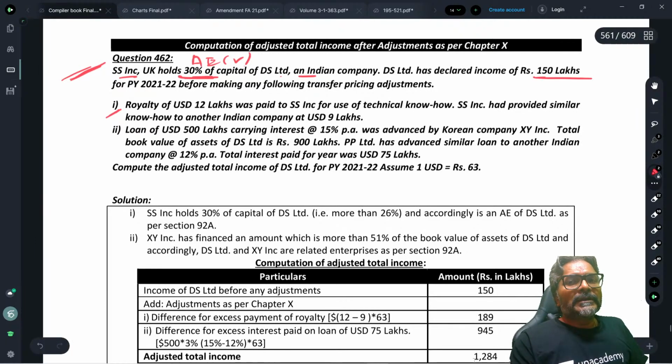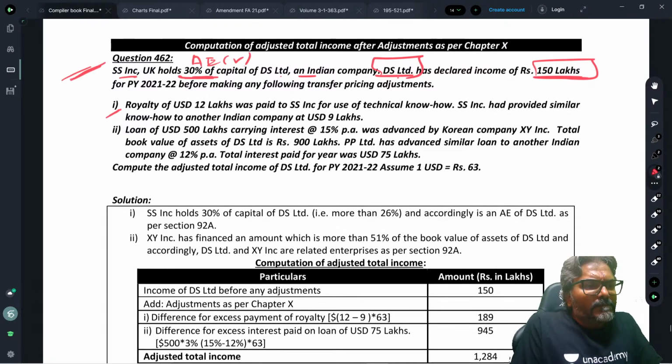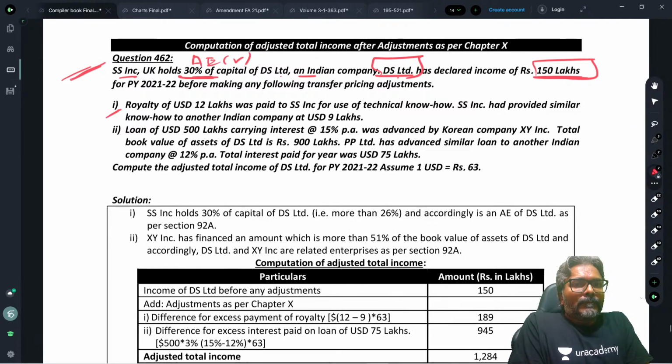How much is the return income? 150 lakhs by the Indian AE. The Indian AE has shown the income as per the ROI, which is 150 lakhs. Now let's have a look at point number 1.